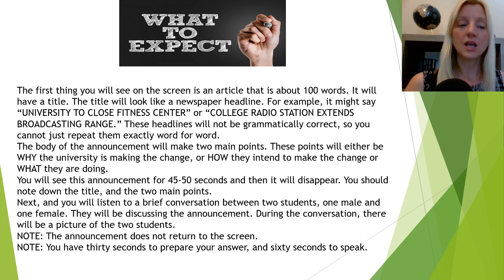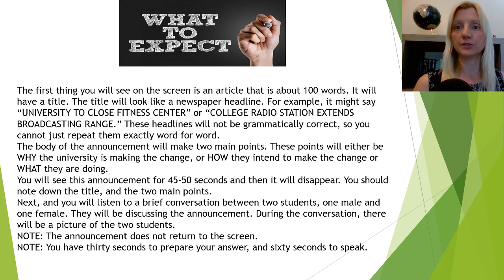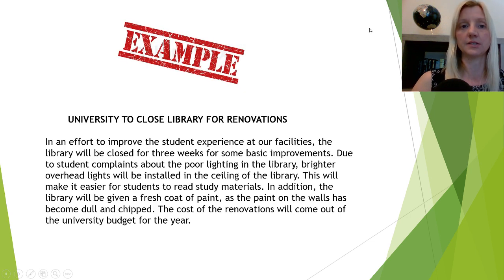Next, after it disappears, you will listen to a brief conversation between 2 students, one who is male and one who is female. They will be discussing the announcement. During the conversation on the screen, there will be a picture of these 2 students. The picture will not be moving. The picture will not give you any information. It will just be a still, unmoving picture of 2 students. The announcement does not return to the screen, and you have 30 seconds to prepare your answer for this prompt, and you have 60 seconds to speak.